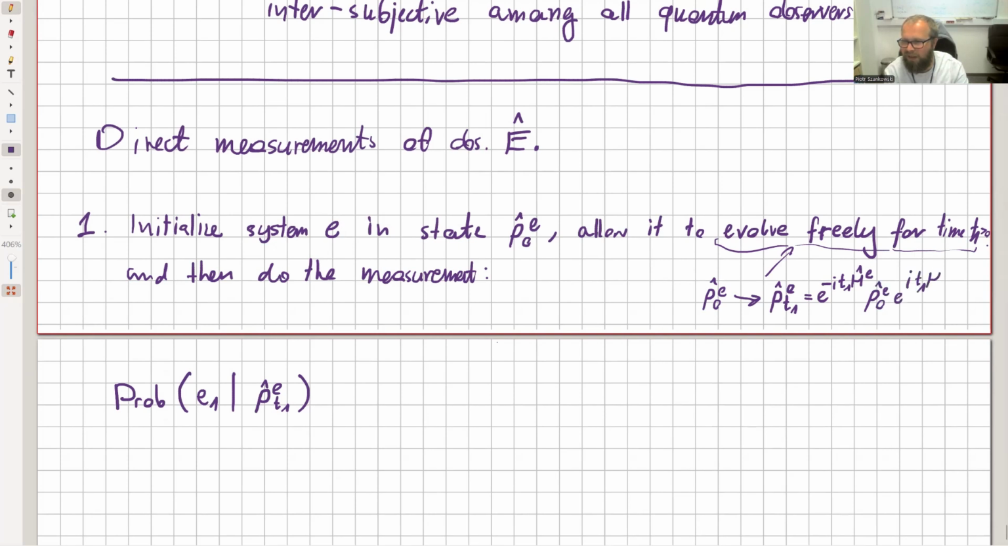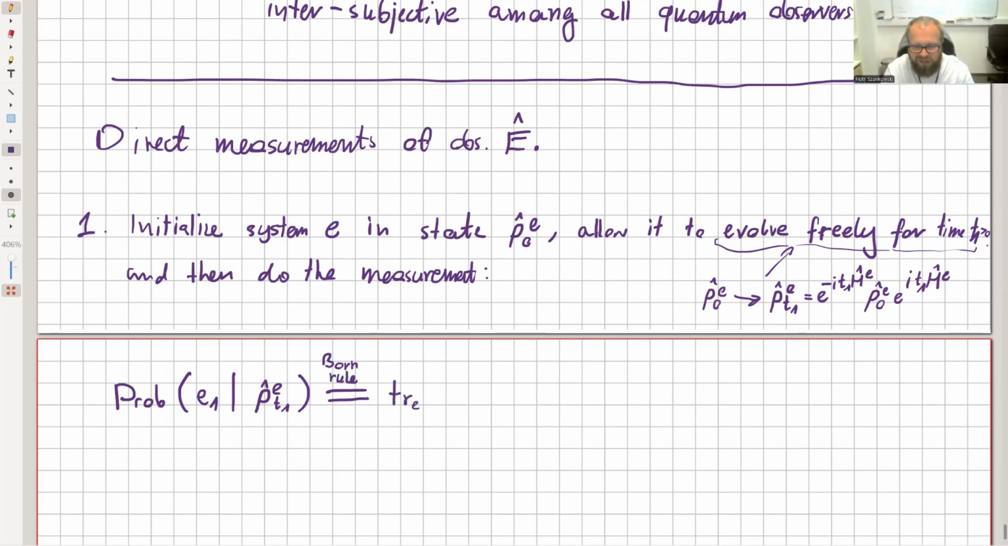ρ_E(0) e^{i T1 H_E}. Okay, so we initialize it in the state ρ_E(0), allow it to evolve according to its Hamiltonian H_E for time T1, and then we do the projective measurement. So according to the Born rule, the probability of getting a specific result E1, one of the eigenvalues of observable E, given the state of the system at the moment of measurement, equals the Born rule. The Born rule tells us how to calculate it.